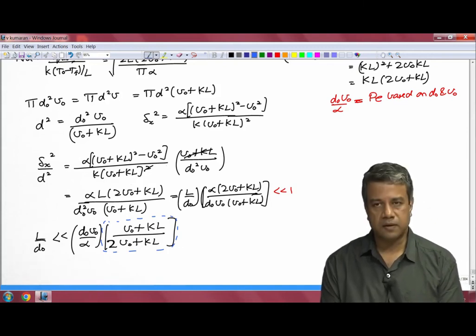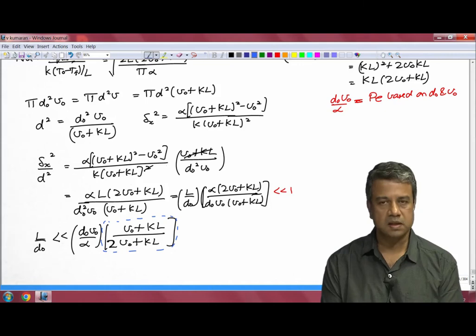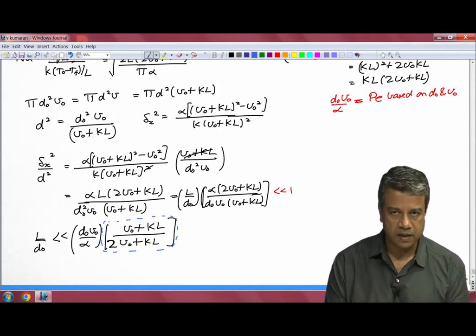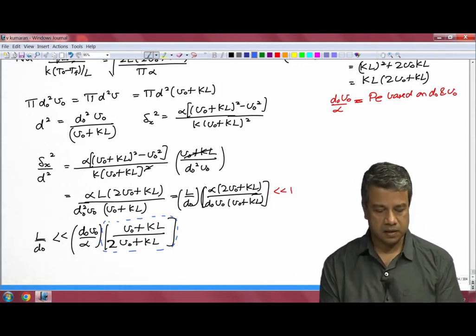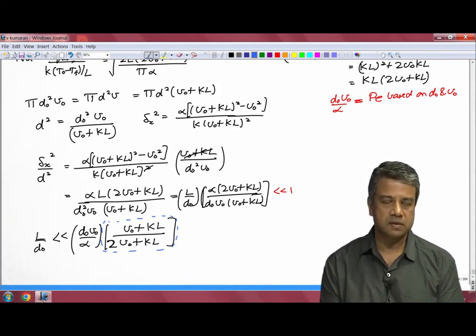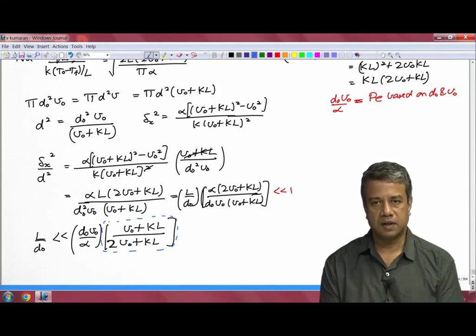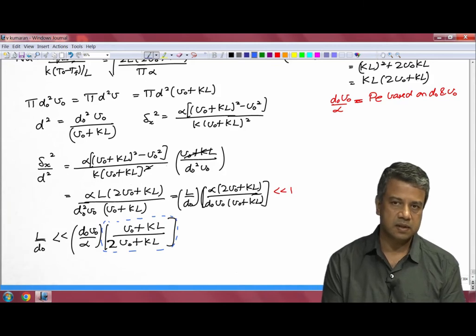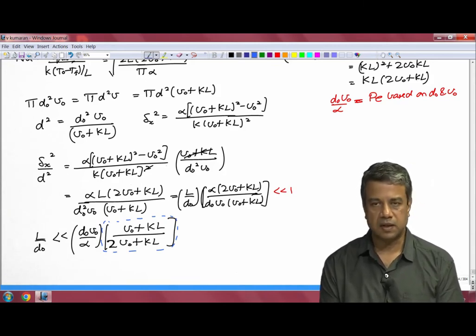Therefore, you require that the length by diameter has to be much smaller than the Peclet number in this case for the boundary layer approximation to be valid. As you recall, a similar condition was also derived for the falling film case, when there was a film that was falling. When we studied similarity solutions, we found out that the length to thickness has to be much smaller than the Peclet number in that case for the boundary layer solution to be valid. A similar condition applies here.